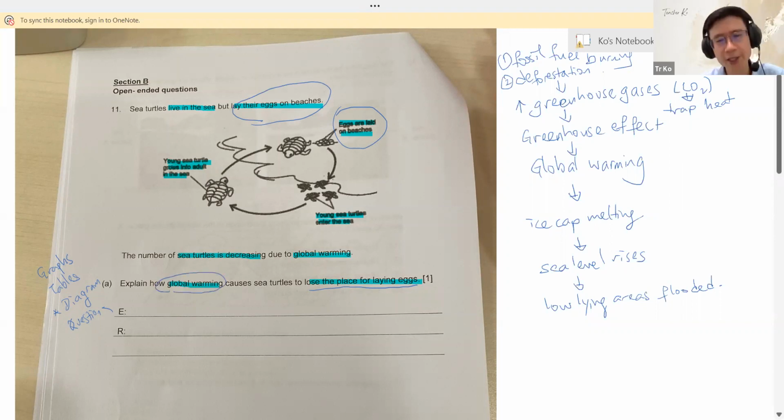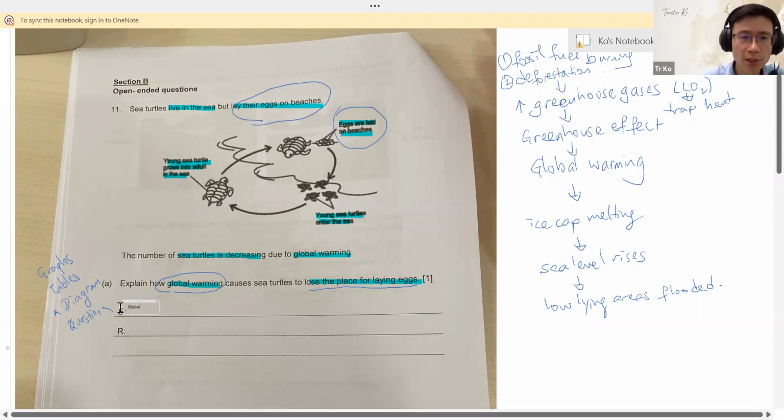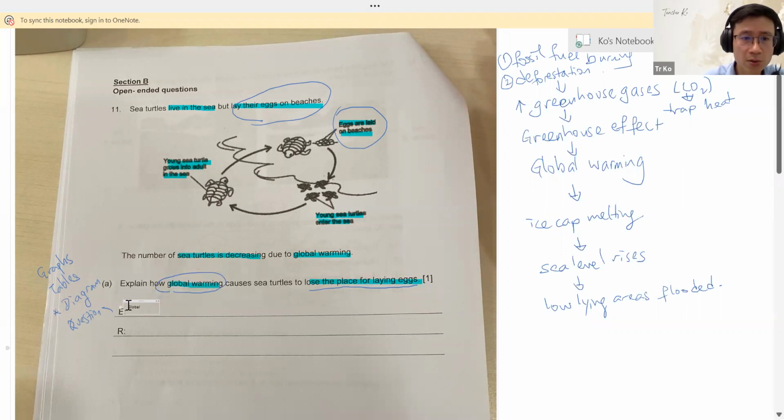So how do I know that the sea turtle will lose their place? Because looking at this, I know global warming, right? So global warming, I need to increase my font size.